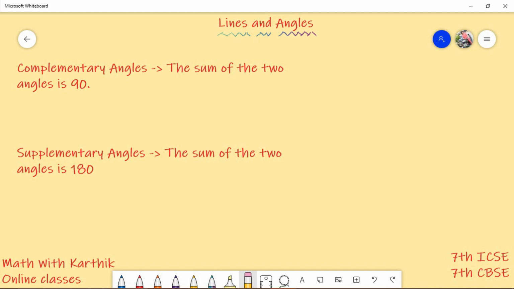What do you mean by complementary and supplementary angles? If the sum of the two angles is 90, then we say that they are complementary angles. If the sum of the two angles is 180, then we say that they are supplementary angles. Here we say that each angle is the complement of the other angle. For example, if one angle is 20, the other angle will be 90 minus 20, that is 70. If one angle is 45, the other angle will be equal to what? 90 minus 45, that is 45.